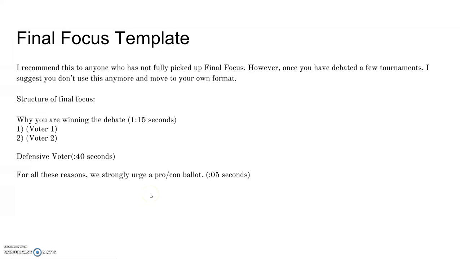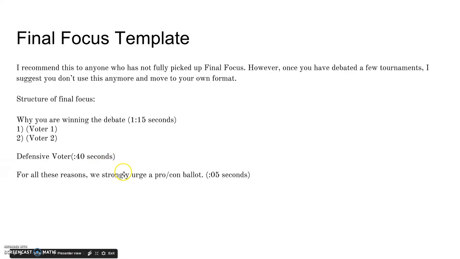This is a very general final focus template, but unlike the other ones, I actually recommend that you use this template every time. It's very general and can be adapted to pretty much any debate. If you have a third voter, just put it behind the other voters, and maybe extend your offensive voter time. But it's really not a big deal. This is generally how your final focus should look.